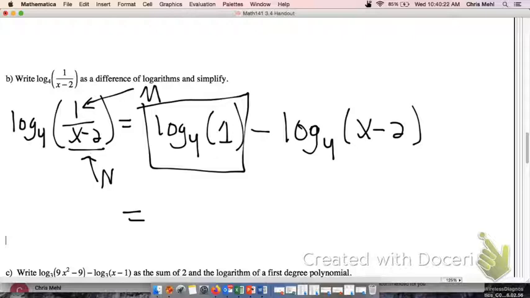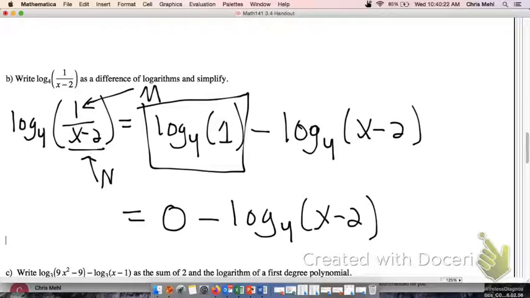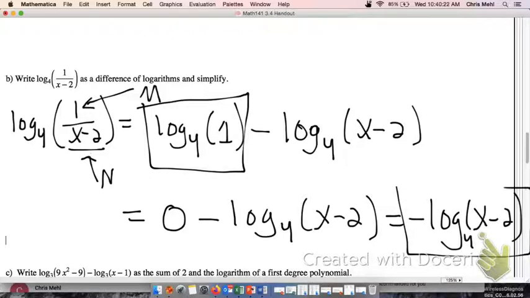Log base 4 of 1 is what power do I need to raise the base 4 to get 1? Well, the only thing I can raise 4 to get back 1, the only power I could use would be 0. So I'd get 0 minus log base 4 of x minus 2, which would just be minus log base 4 of x minus 2. Final answer.